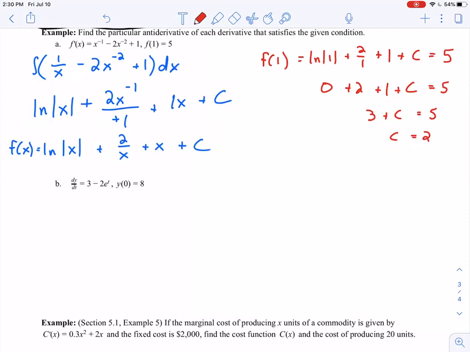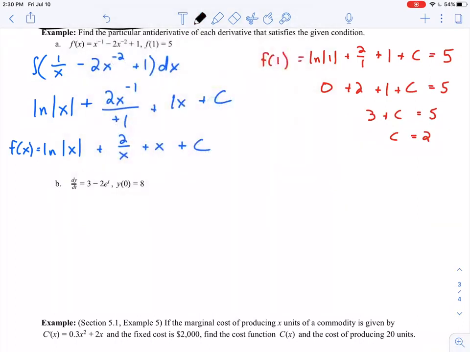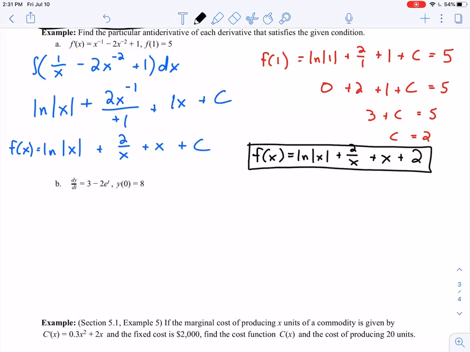I'm almost done. The last thing I need to do, then, so I know that for this particular antiderivative, c is equal to 2. I'm going to take that and plug that back into my f of x here. So my solution to this problem is f of x equals natural log absolute value of x plus 2 over x plus c, but we just said c is 2 for this particular antiderivative, and here is my solution.